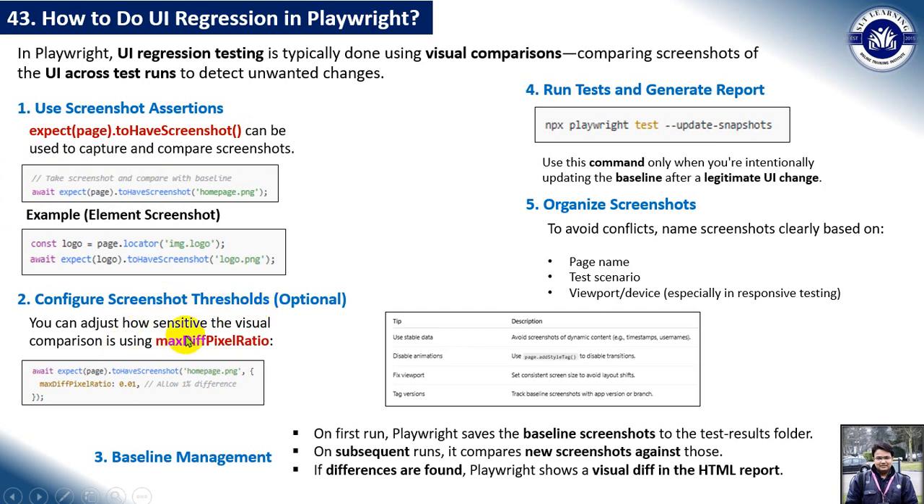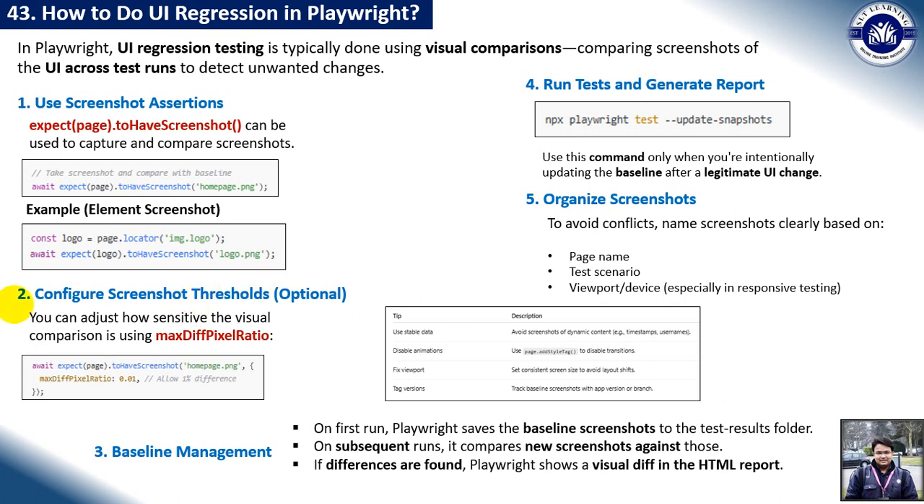Another way is to configure the screenshot threshold. If you want to configure the image threshold of your screenshot, you can write await expect(page).toHaveScreenshot('home.png', { maxDiffPixels }). So what is the maximum? It is the deviation allowed between the current actual image and the expected image. If a little bit of deviation is there, it will be allowed and marked as pass, otherwise it will be marked as failed.